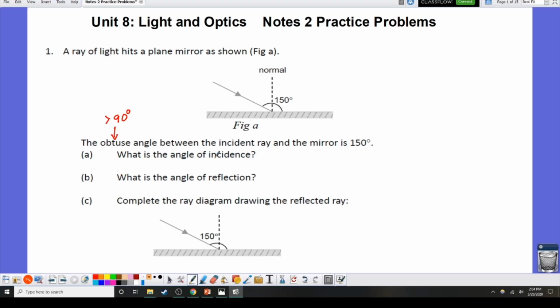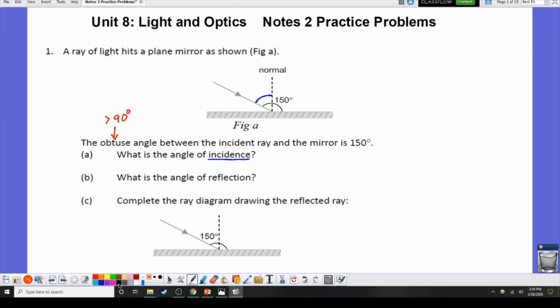1A says, what is the angle of incidence? So the angle of incidence, I'm going to actually do this in different colors. Let's do like a blue color first. So the angle of incidence is actually going to be the angle between the incident ray, this line, and this line over here, which is called the normal line. The normal line is going to be the line that's perpendicular to this surface.